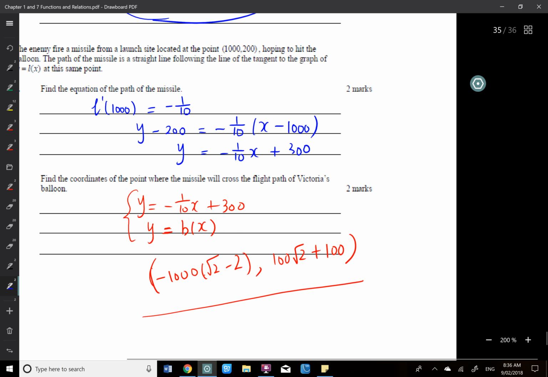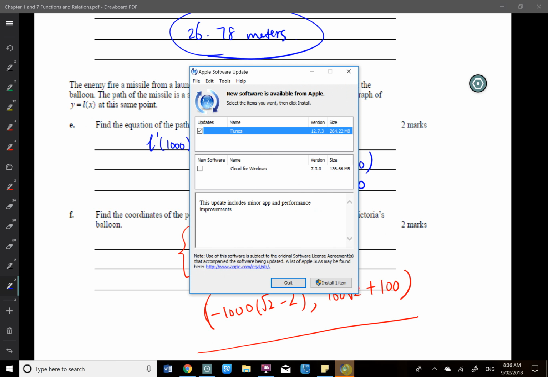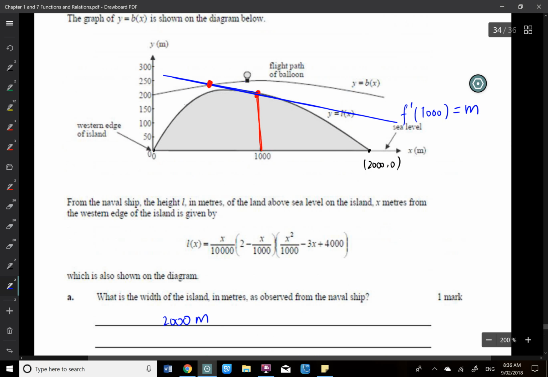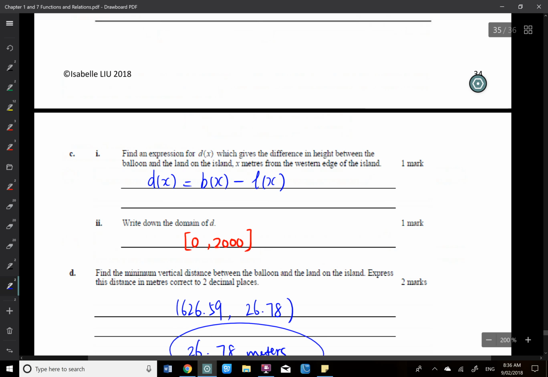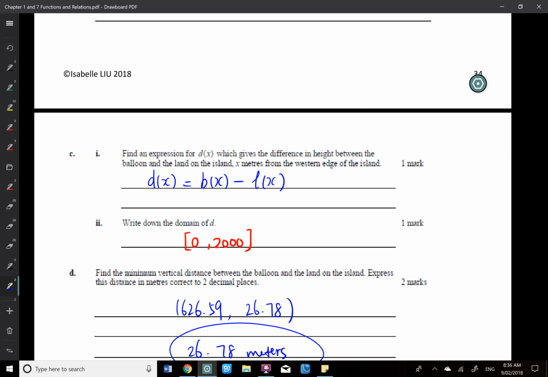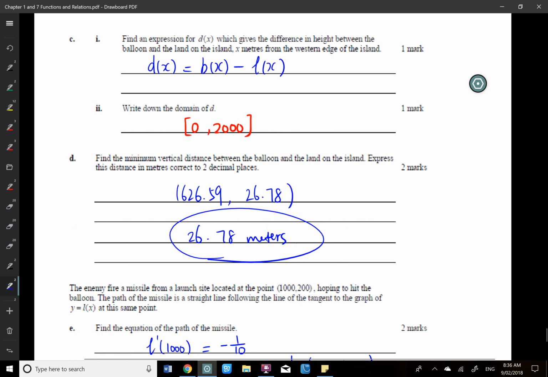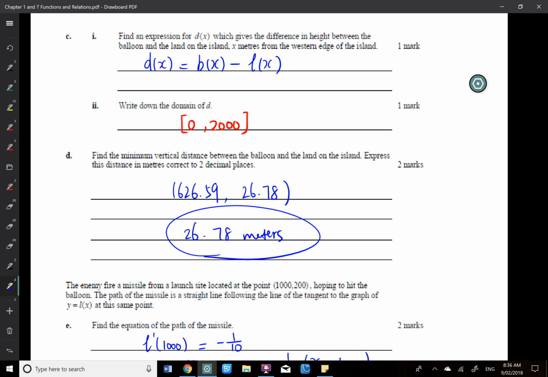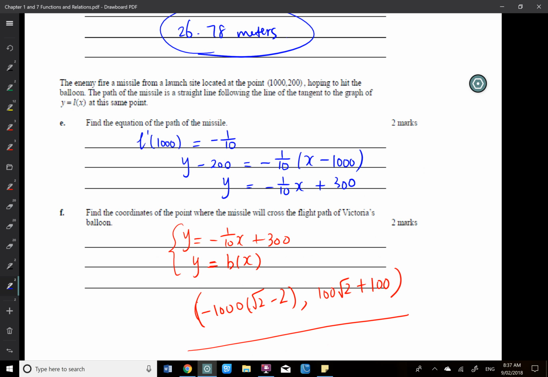From yesterday, I have shown you a lot of uses of calculators, how to use the calculators. We found the width of the island, and we found the highest point of the island, and then we found the distance between Victoria and that island, and we talked about the domain. If you subtract two functions, the domain will be the intersection between the two functions. And then we talked about the distance. What is the shortest distance from the balloon to the island? We sketched that graph in the graphing page, and we found the minimum point. And then we talked about the tangent equation.